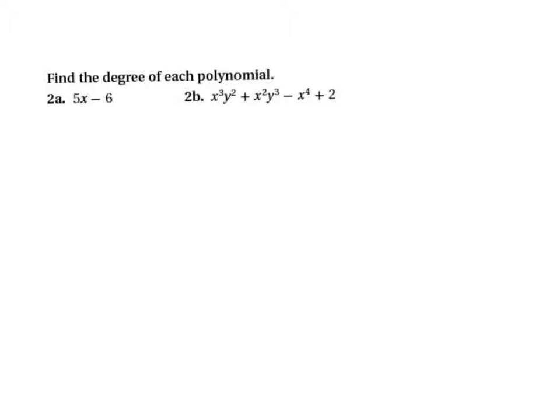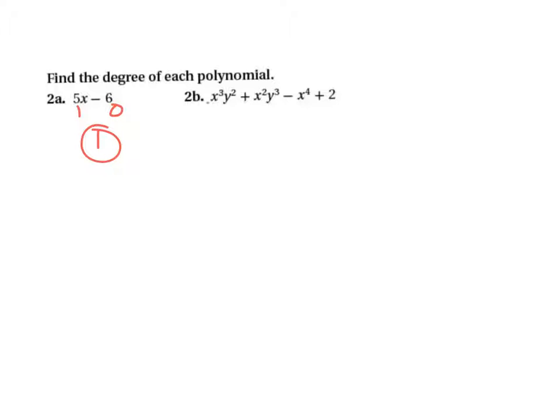Let's find the degree of these polynomials. Pause the video and try it on your own, and then play back when you're ready to hear the answers. Okay, so for the first example, 2a, we have a degree of 1 and a degree of 0 since there's no variable with the 6. And so the highest is 1, so that's our answer.